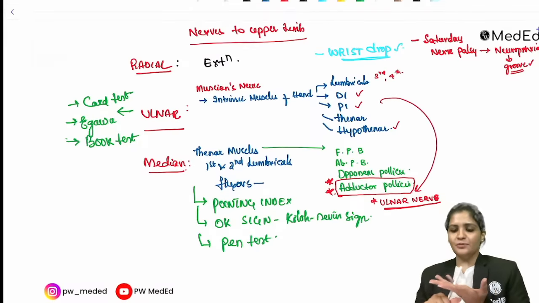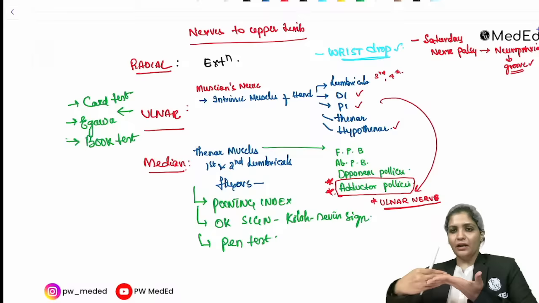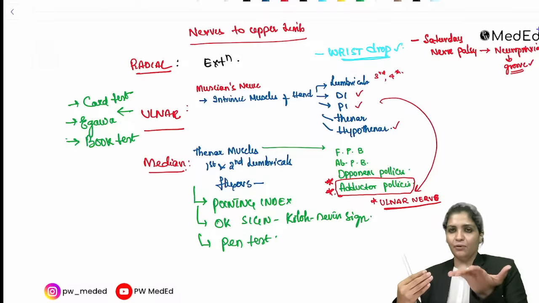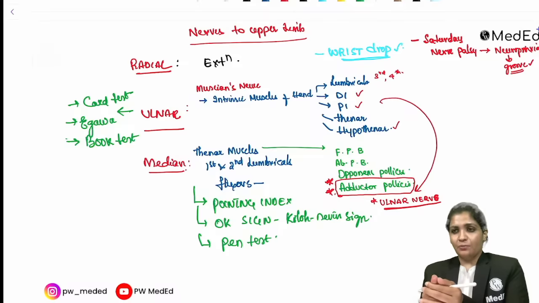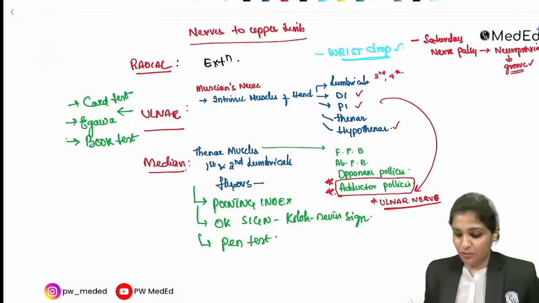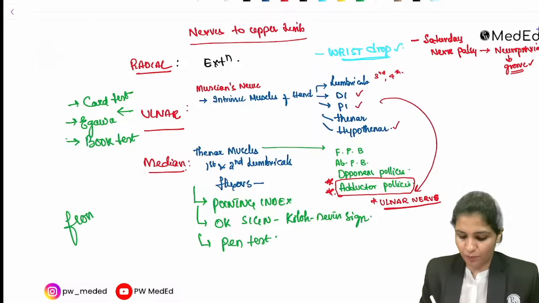It is all easy. The card test is between your abductors. You put the card in between and try to pull it. If your interossei are working, they will hold the card and will not allow it to be pulled, right? And then Igawa is again testing your interossei. And what is the book test? In the book test, if you hold a book, you use the adductor pollicis to control the book. But if your adductor pollicis is damaged, then you use the flexor pollicis. This usage of the flexor pollicis is given one more name, Froment's sign. So this is your Froment's sign.